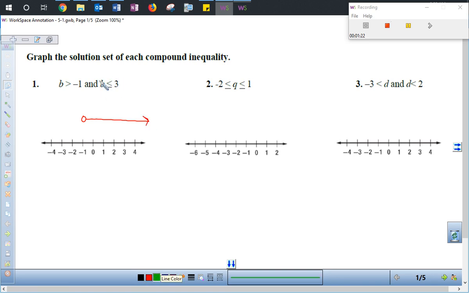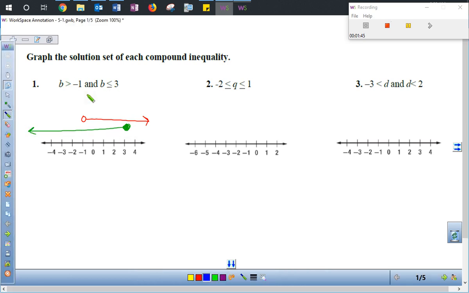Now we're going to do the same thing with b is less than or equal to +3. So I'm going to find +3 and go above it, and we're going to start with a closed dot, with an arrow going to the left. So these are our two helper graphs. These helper graphs portray these two inequalities separately.